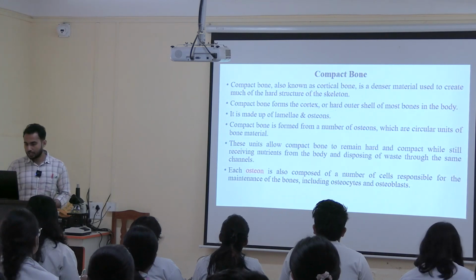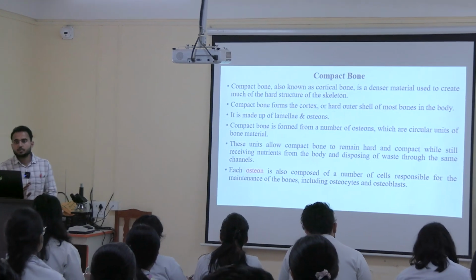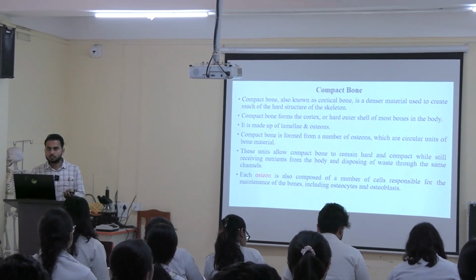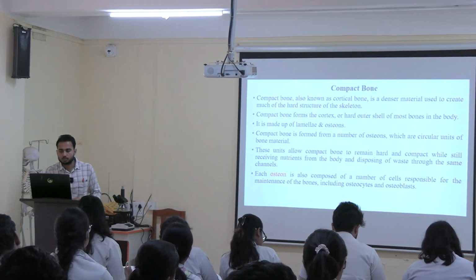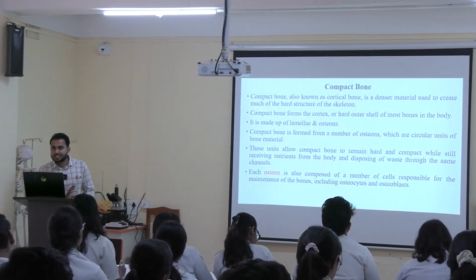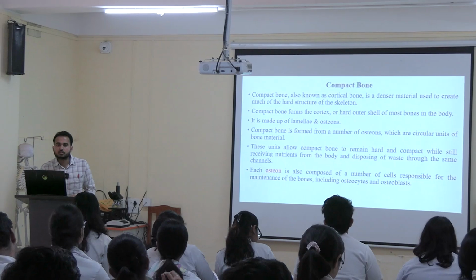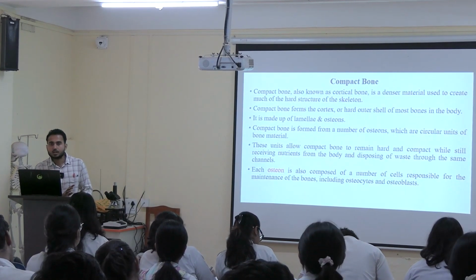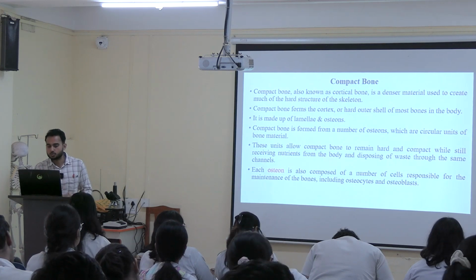So first we'll see the compact bone. As I said, it is also called cortical bone. The outer part is made up of compact bone. It is much denser and harder as compared to the spongy bone. The compact bone forms the cortex, the harder outer shell of most of the bones.